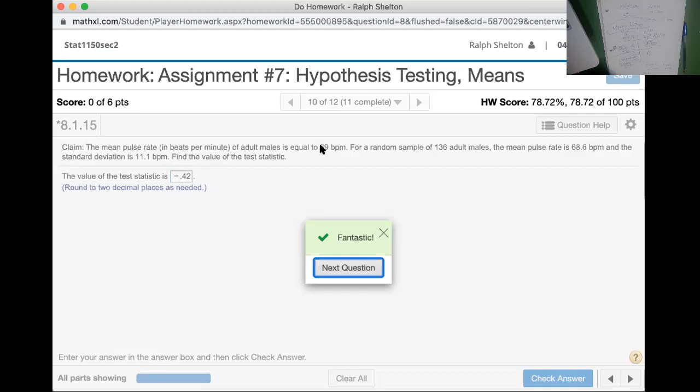So if we just look at what we had, the proposed mean was 69, we got 68.6 out of 136. That's not a whole lot of difference, right? We're only 0.4 off of what they're saying it is. So it seems reasonable we get a small value for this test statistic here. And it's below the mean, right? Negative, minus 0.42. Next question.